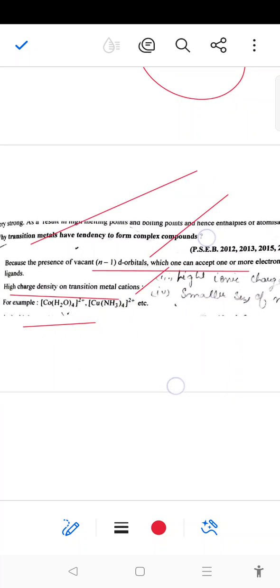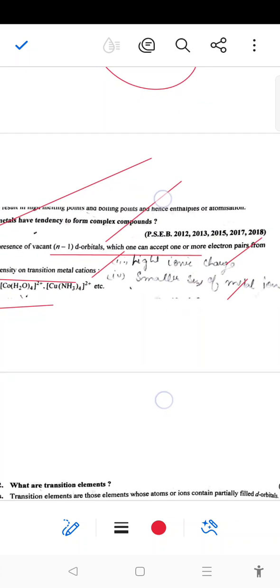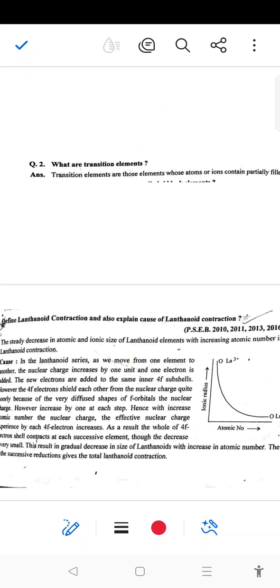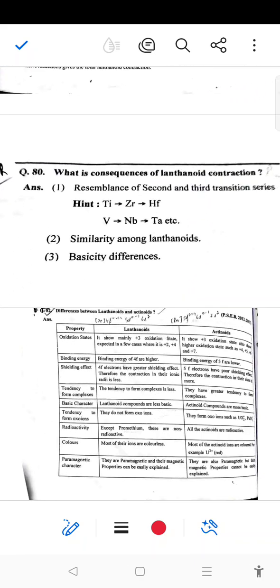Transition metals have a tendency to form complex compounds due to the presence of (n-1)d orbitals, which can accept one or more electrons, and second, the high charge density on transition elements or transition metal cations. For example, Co(H2O)4 2 positive and Cu(NH3)4 2 positive have high ionic charge and small size of the metal ion. Next, transition metal and lanthanoid contraction are already done.